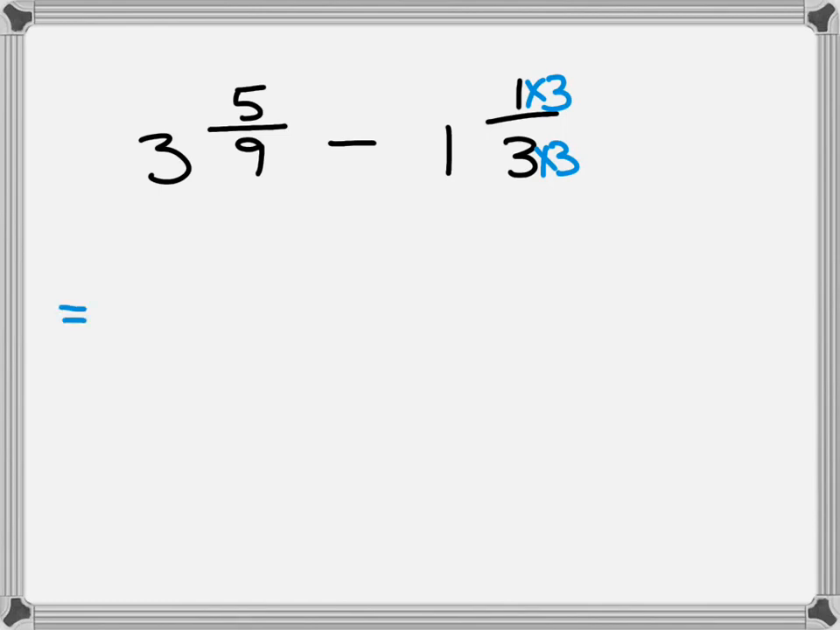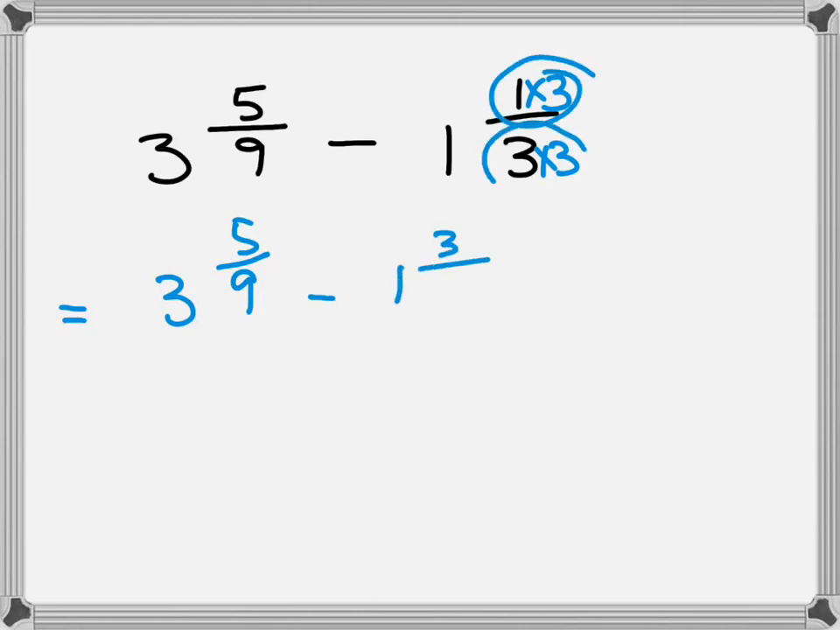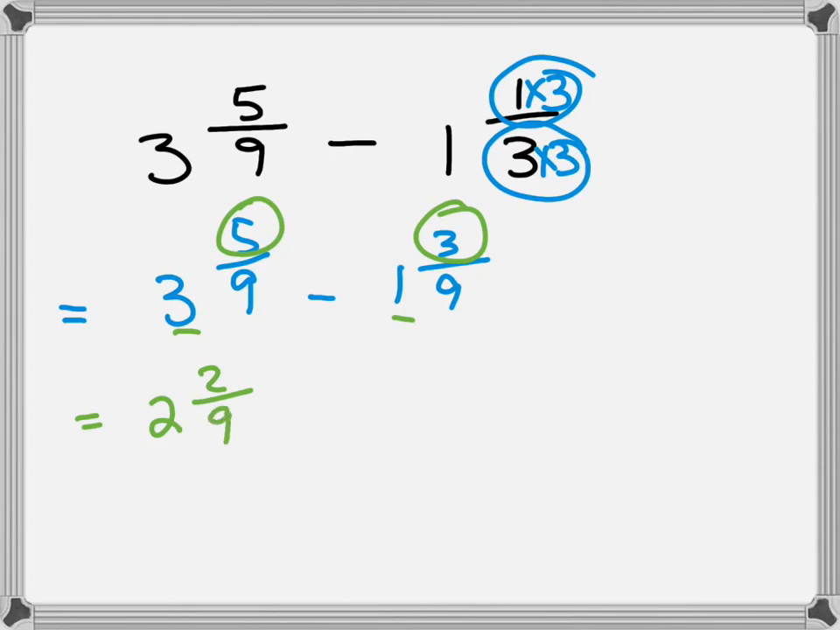So let's rewrite it now properly. 3 and 5/9 minus 1 and 1 times 3 is 3. 3 times 3 is 9. Now we have the same denominators. Our minus can take place. So let's do our minus now. 3 minus 1 is 2. 5 minus 3 is 2 over 9. There you go. Not so bad. Next one.